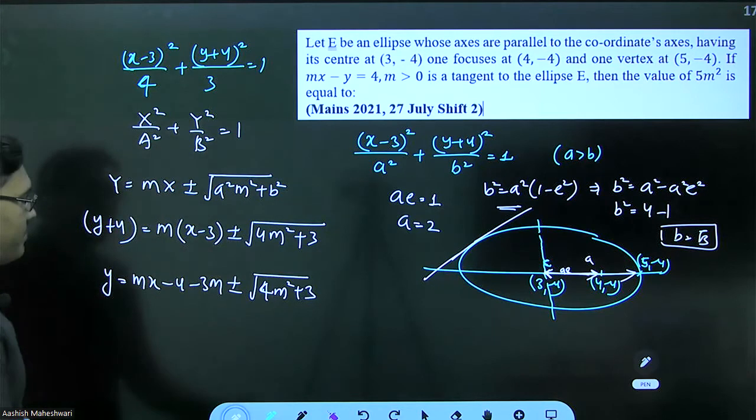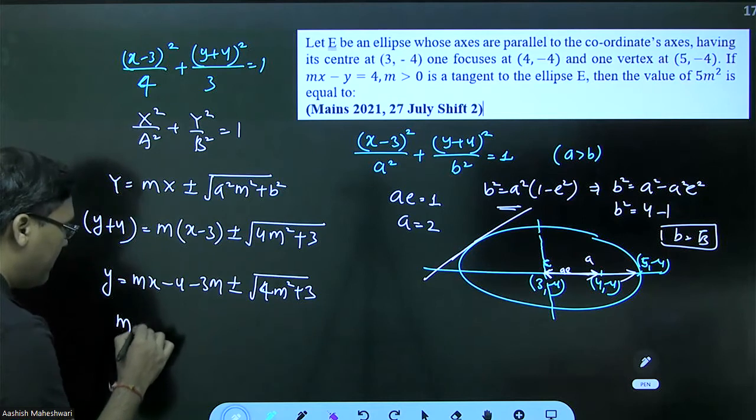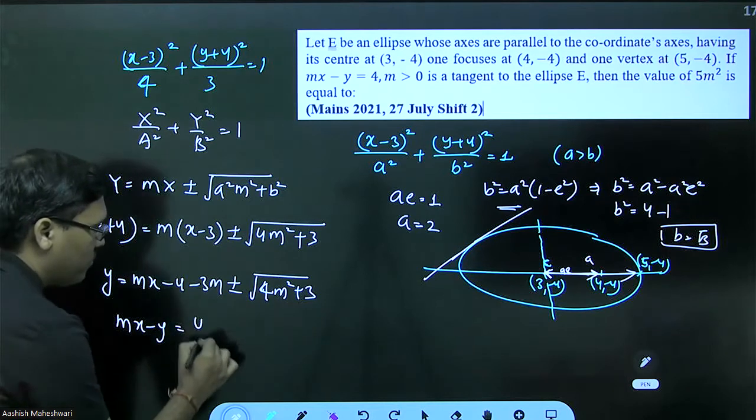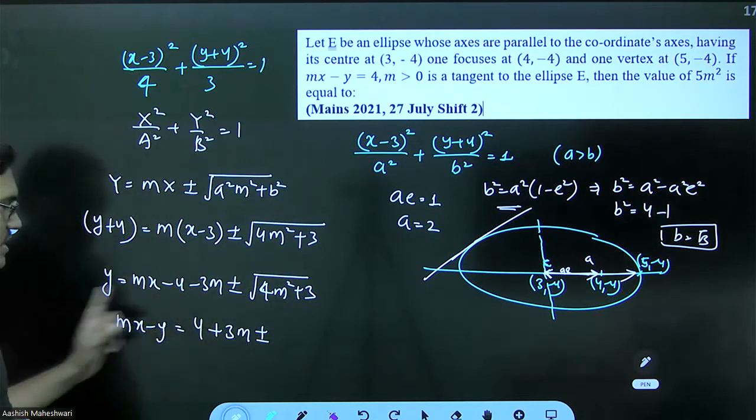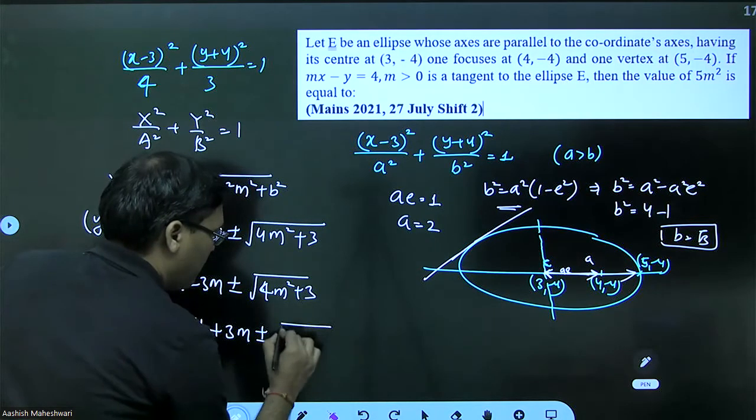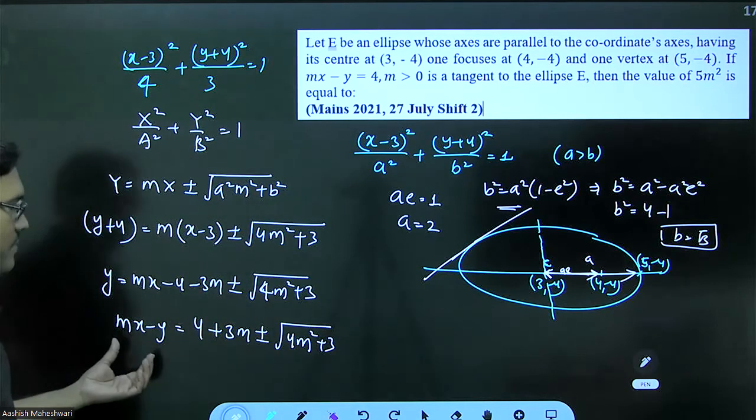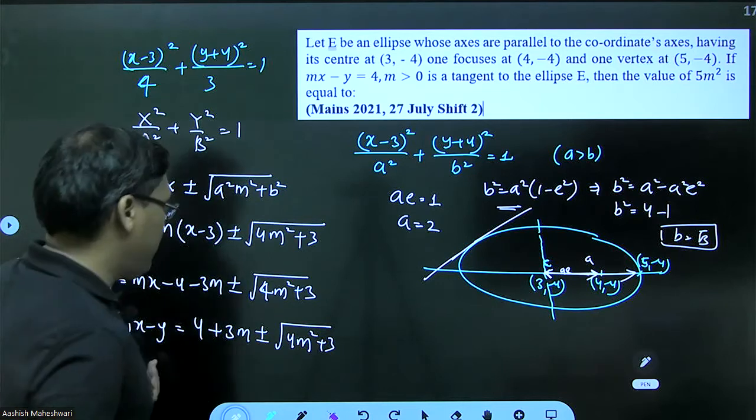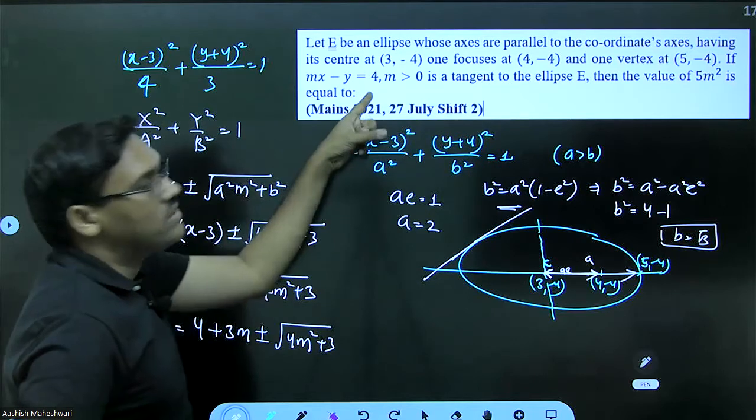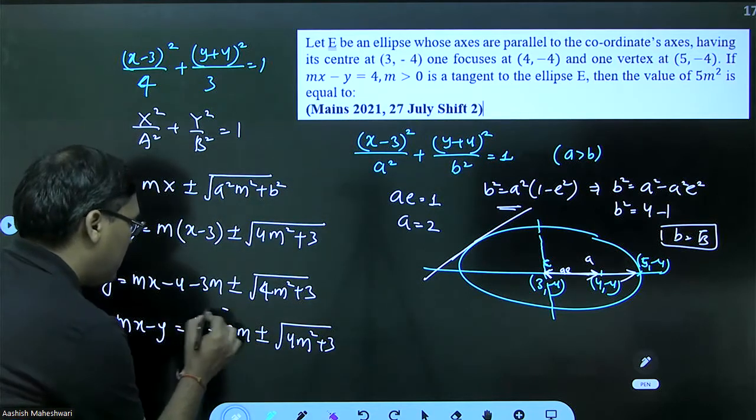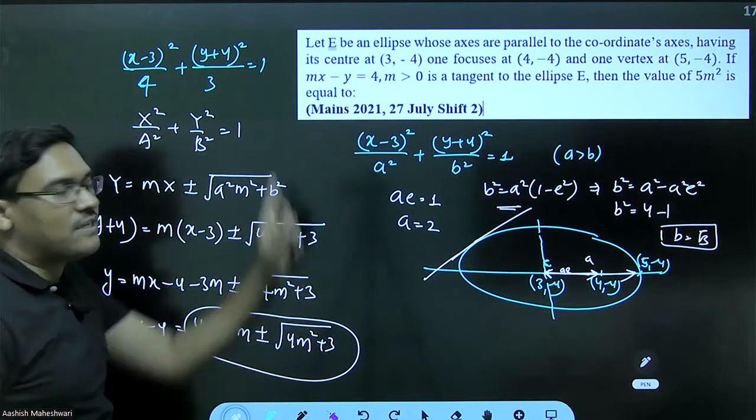अब आप ध्यान से देखो, if I just compare this, you can see here this is mx minus y. This is equal to 4 plus 3m plus minus. इसको अरेंज कर रहा हूं मैं. This is plus minus under root of 4m square plus 3. mx minus y is equal to this is the tangent to this ellipse. It is given in the question. So can we say this quantity should be equal to 4? This should be equal to 4 if I just compare this.